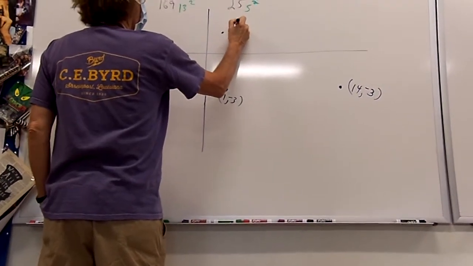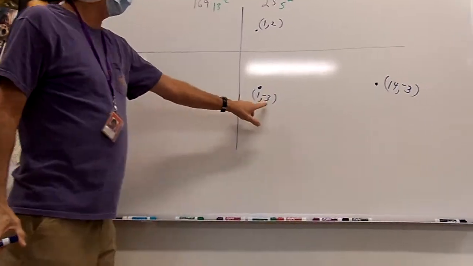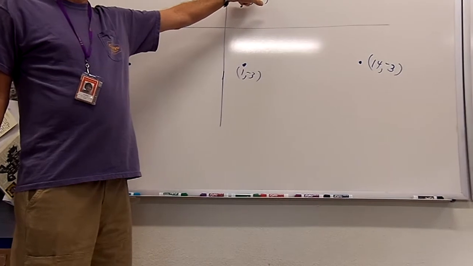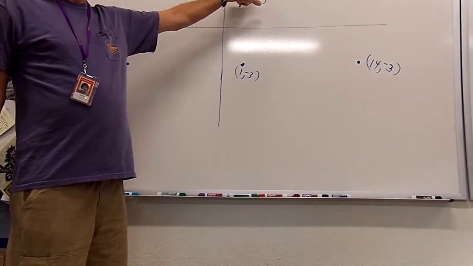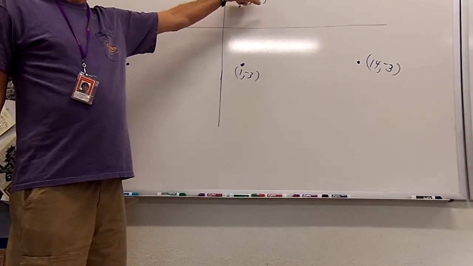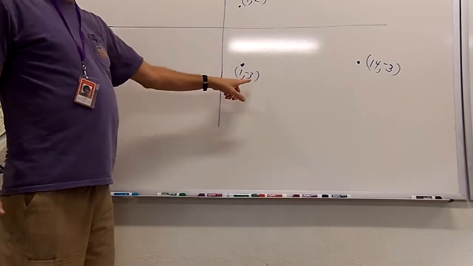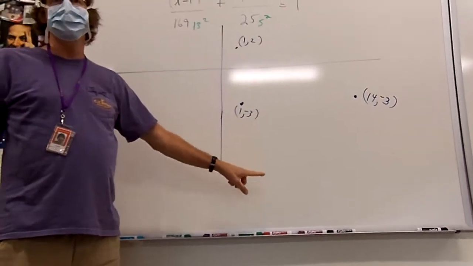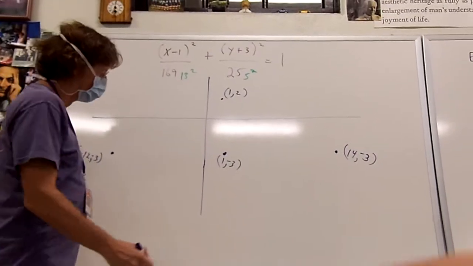1, 2. How did I do that? Negative 3 plus what? 5. Okay? -3 plus 5. Then what am I going to do? I'm going to count what? Down 5. -3 what? Minus 5.